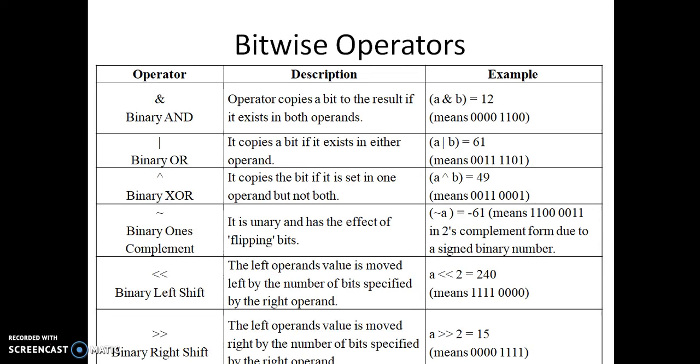Next are the bitwise operators: binary AND, binary OR, XOR, ones complement operator, left shift and right shift. These operators all work with the binary digits of the number. So we have binary AND operation, binary OR operation, XOR, NOT, and left shift and right shift.